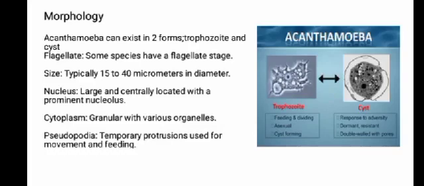Morphology: Acanthamoeba can exist in two forms, which are the trophozoites and cysts. In the next slide, I will be explaining the trophozoites and cysts. Flagellate: some species have a flagellate stage. Size: typically 15 to 40 micrometers in diameter. Nucleus: large and centrally located with a prominent nucleolus. Cytoplasm: granular with various organelles. Pseudopodia: temporary protrusions used for movement and feeding.